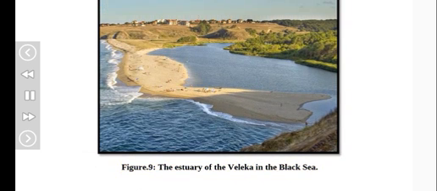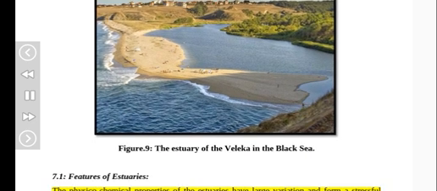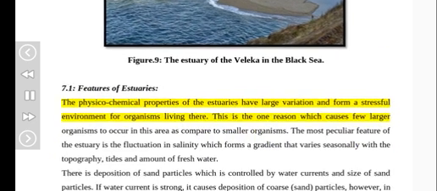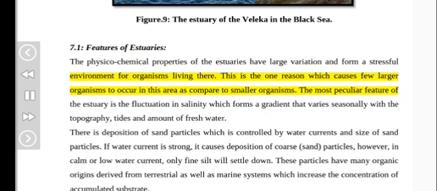Features of estuaries. The physico-chemical properties of the estuaries have large variation and form a stressful environment for organisms living there. This is one reason which causes few larger organisms to occur in this area as compared to smaller organisms. The most peculiar feature of the estuary is the fluctuation in salinity, which forms a gradient that varies seasonally with the topography, tides and amount of fresh water.